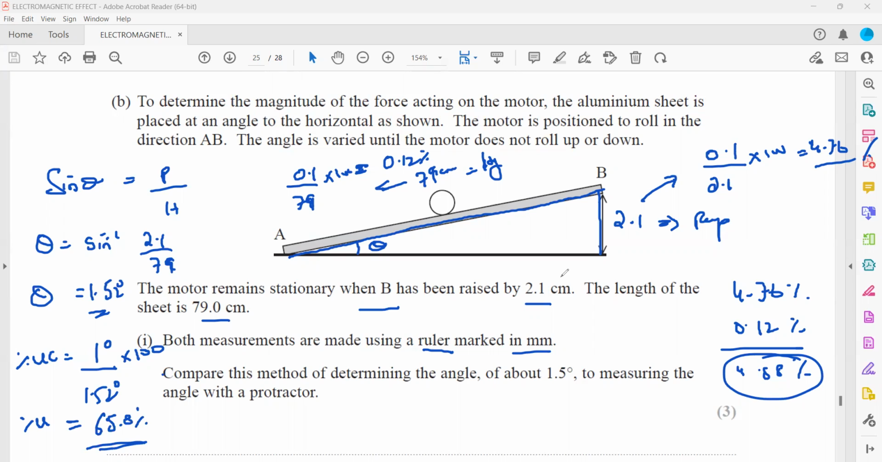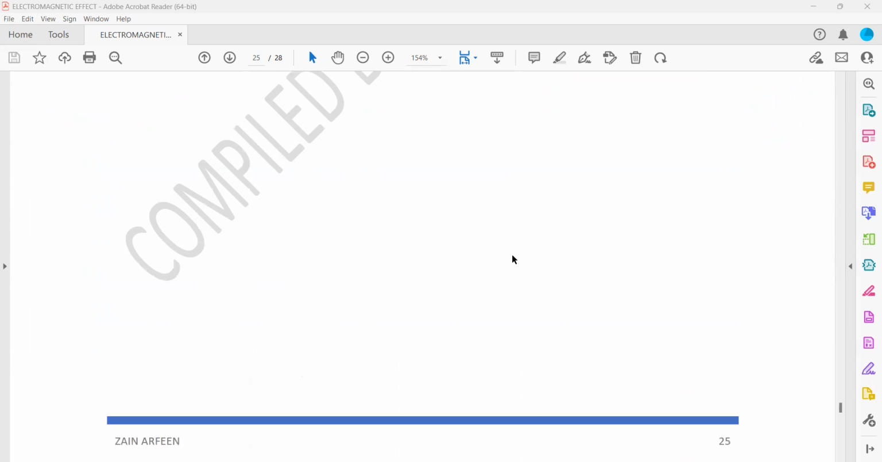With a protector, the least count is 1 degree. The percentage uncertainty is the uncertainty divided by the value recorded, times 100. So the second method of measuring the height will give a more accurate result as compared to using a protector. You just have to compare the results.